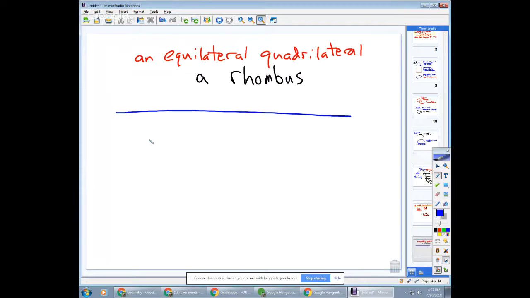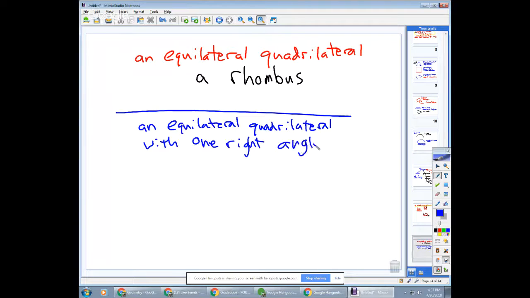An equilateral quadrilateral with one right angle. Ooh. The toys might be helpful for this and playing around. Equilateral quadrilateral with one right angle. It doesn't say exactly one angle. It doesn't say at least one angle. So it's a little vague there, yeah.